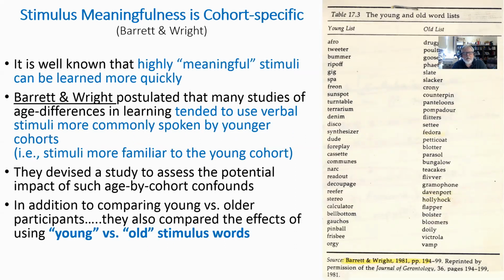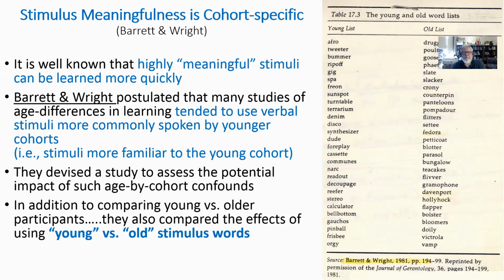Barrett and Wright, a couple of researchers from the University of Akron, postulated that stimuli being used in verbal learning studies could have cohort-specific meaningfulness. By that, they meant that lists of words could be compiled that might be highly meaningful to young people, let's say college students, but not so meaningful to older people. And that's important to consider because it's well known that stimulus meaningfulness of verbal materials is a very important predictor of how easy it is to learn those materials.